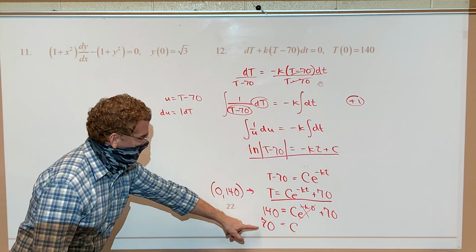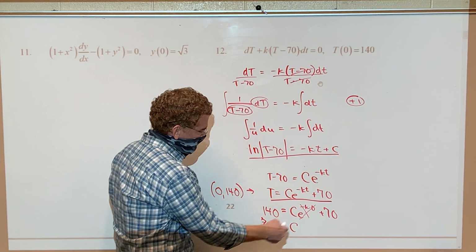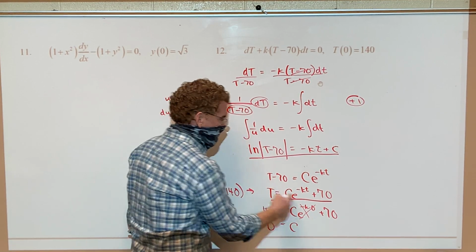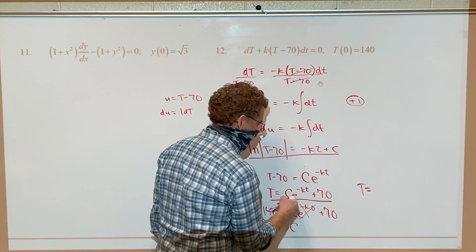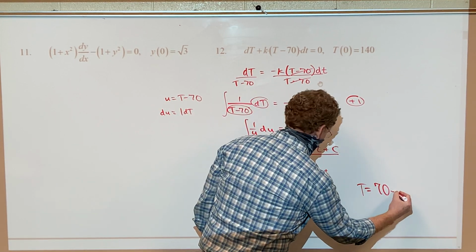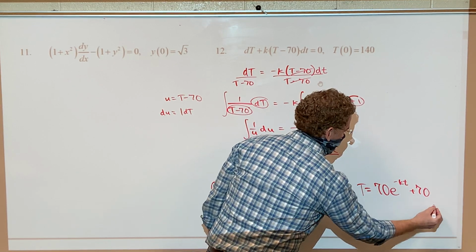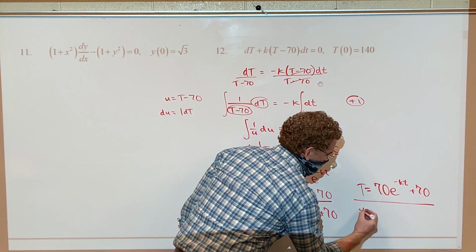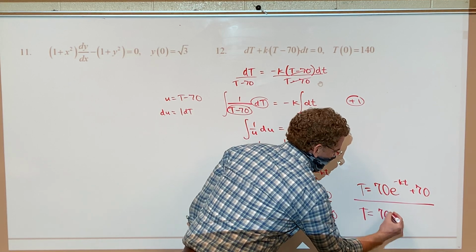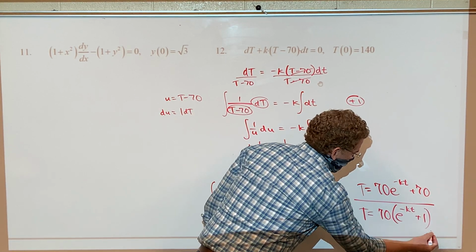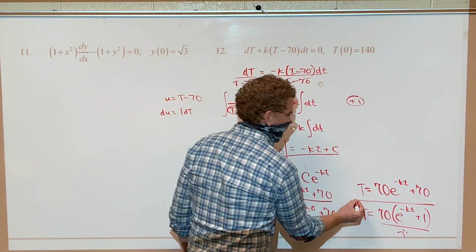So anyway, now that I have my C, I'm going to plug this 70 back in right there, and I get T equals 70 e to the negative kt plus 70. And AP even sometimes does this. I don't know why they do this, but sometimes they just decide to factor it. But I don't know why they would do that. That's dumb to me. I would write this.